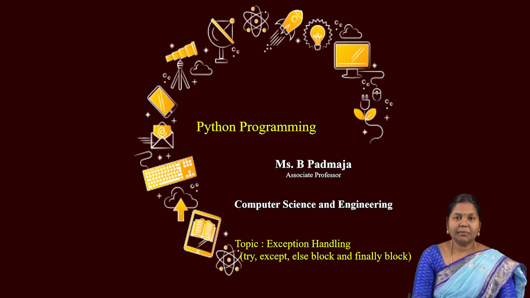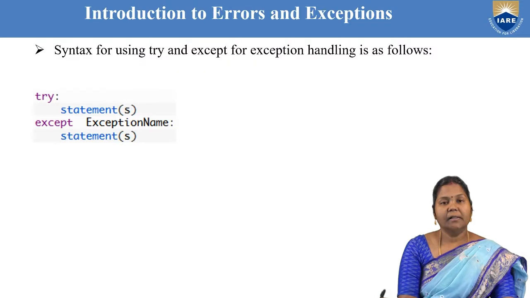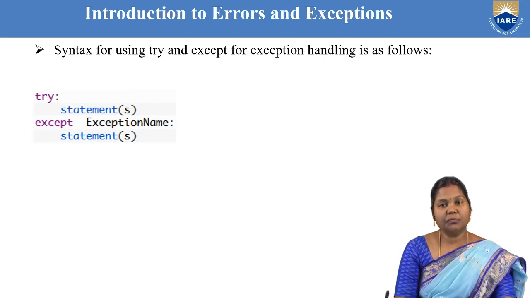Let us discuss the exception handling mechanism in Python using the try, except, else block and also the finally block. So, what is the exception handling mechanism and how to handle it using programming concepts? Let us understand in Python. First of all, let us understand that the try and except blocks are used for exception handling, and what is the syntax of it.